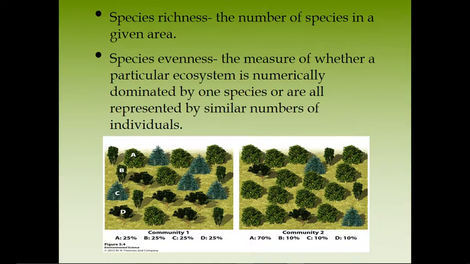Okay, community 2 is a little less even in terms of species because species A at 70% dominates the ecosystem over species B, C, and D, which are each 10%.